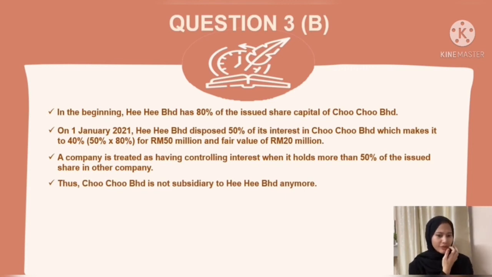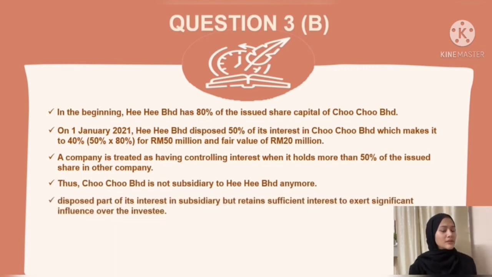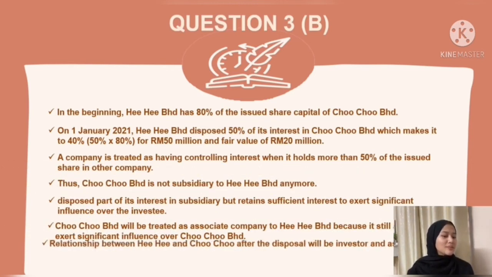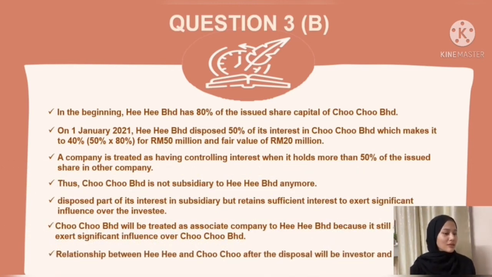For this situation, the company disposed part of its interest in the subsidiary but retains sufficient interest to exert significant influence over the investee. Kuku Berhad will be treated as an associate company of Hihi Berhad because it is still able to exert significant influence over Kuku Berhad. So, the relationship between Hihi and Kuku after the disposal will be investor and associate.